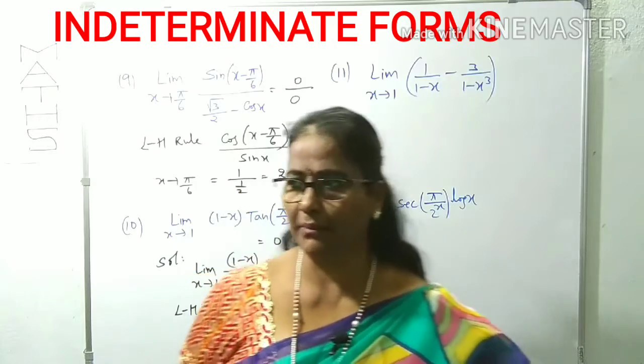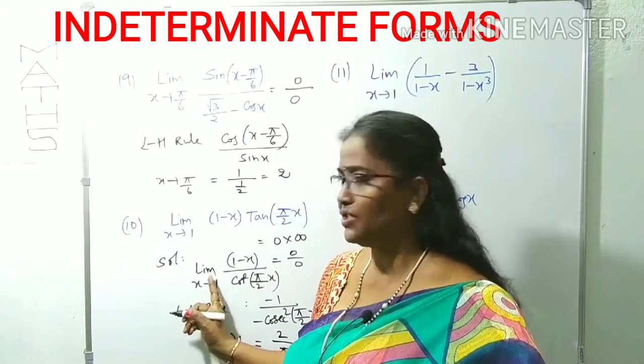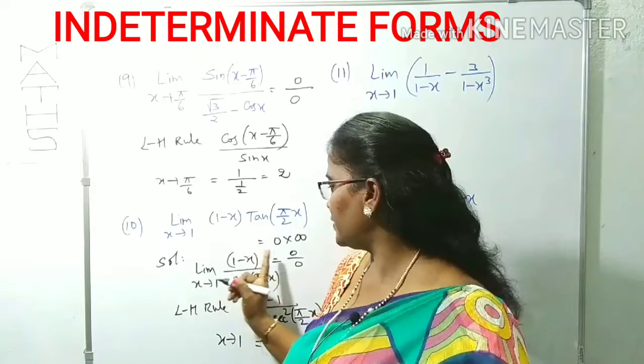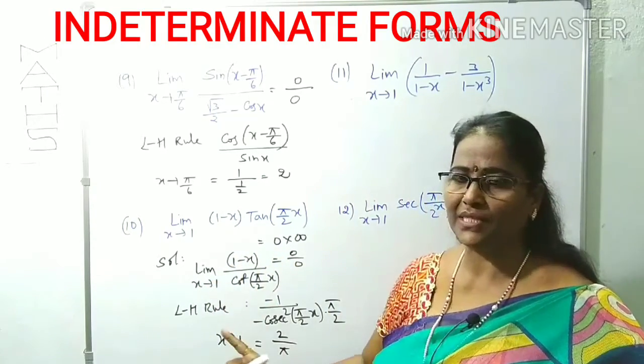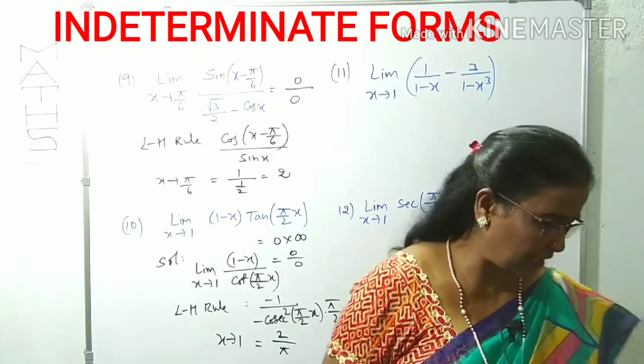We can apply the limits. And before starting that, because it is in the form of 0 into infinity, we can convert it into 0 by 0. Then we can use the L'Hospital rule simply, right? Now come to the next question.